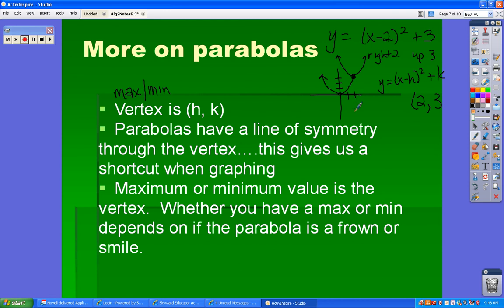Okay. Parabolas have a line of symmetry. You should know this from Algebra 1. It goes right through the vertex. And that can give us a shortcut when we're graphing, because if you know one point, you will actually know the other point because of symmetry. And it will either have a maximum or a minimum. The a value is going to determine that, because if you have a smiley face, you will have a low point, a minimum value. And if you have a frowny face, you will have a high point or a maximum. And it will always occur at the vertex.